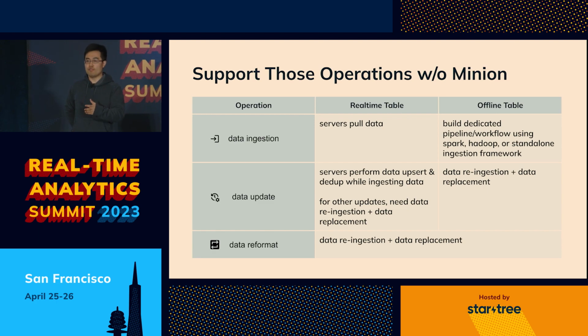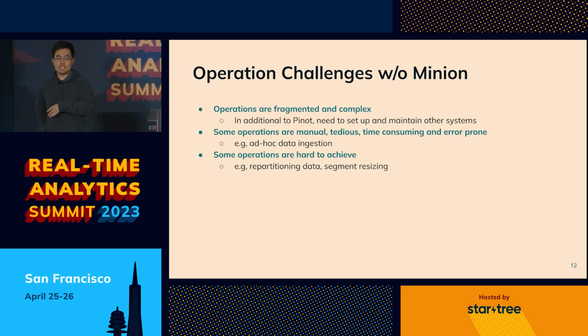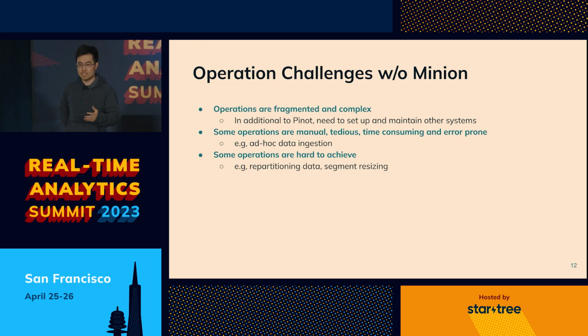Talking about data reformat, for both real-time and offline tables, the only solution, if there's no Minion, is that users need to build their own pipeline. So we see that the operation matrix is pretty complex. Indeed, we see several operation challenges when we were not using Minion. Here we list several of them.